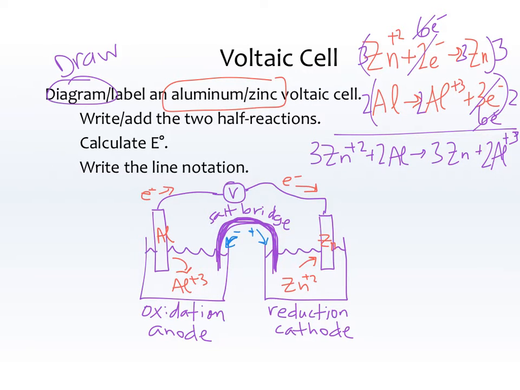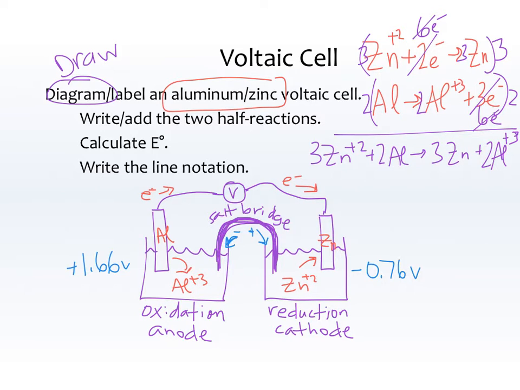Now I need the E0. From the chart, the zinc, which was higher up on the list, stayed like it was. So the zinc was a negative 0.76 volts. But the aluminum, which was lower down on the list, got flipped. And so the aluminum was a negative 1.66 volts. But since it got flipped, it's going to be a positive 1.66 volts.